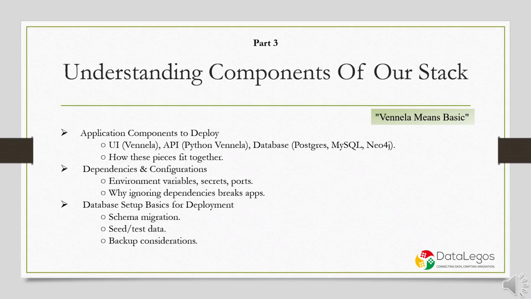Our stack includes the UI, Vanilla, API, Python Vanilla, and databases like Postgres, MySQL, and Neo4j, and how they fit together. We also covered environment variables, secrets, and ports, and why ignoring them breaks apps. Now we'll go deep on database setup basics, schema migration, seed/test data, and backup considerations.